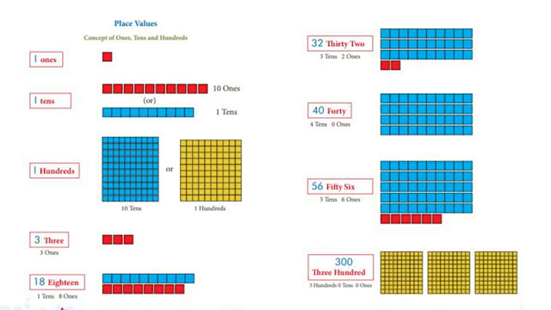And then we have 18. So how do we do that? It's 1 tens and then 8 ones, which make 18. And then we have 32 here. So we have 3 tens and then 2 ones. The next one is 40. For 40 we have 4 tens. And then comes 56. For 56 we have 5 tens and then 6 ones. And the last one is 300. So we have 3 hundreds, 0 tens and 0 ones.